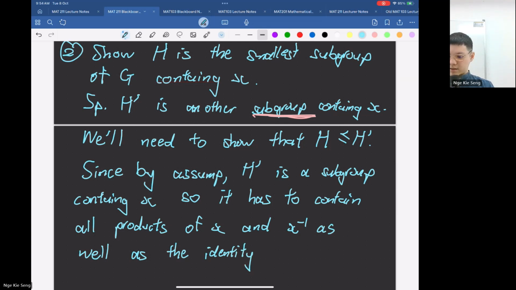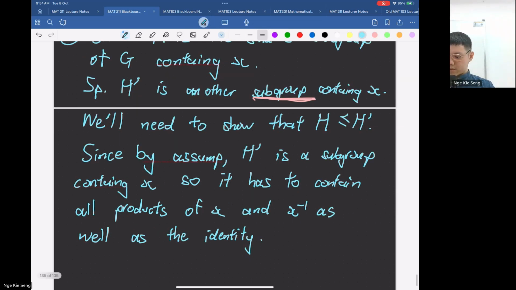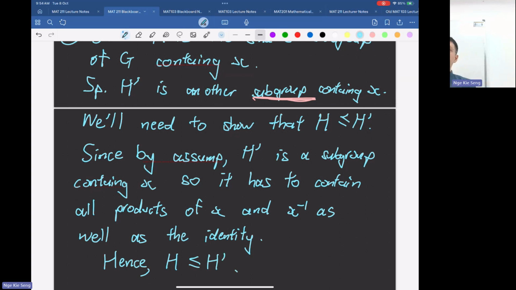Hence, the hash is a smaller subgroup inside hash. Okay, does it make sense? Note that we don't claim proper here. We don't claim a proper here.